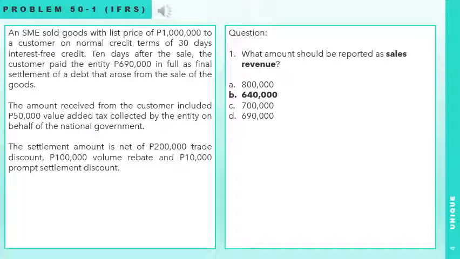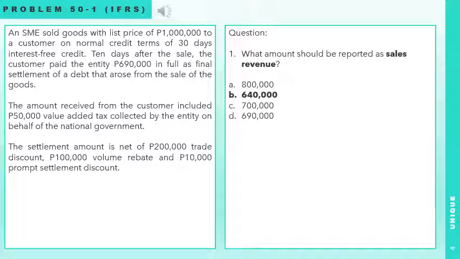So let's proceed to the problem. An SME sold goods with list price of 1 million to a customer on normal credit terms of 30 days interest-free credit. 10 days after nangyari ng sale, nagbayad ng 690,000 ang customer sa SME as final settlement ng debt.